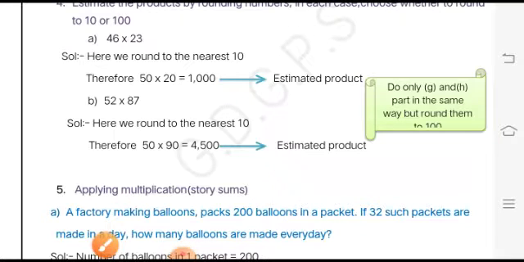Students are instructed to do parts G and H from the same question, and those two parts are to be rounded to the nearest hundreds. Only 4 parts should be done on the fair notebook from this question.